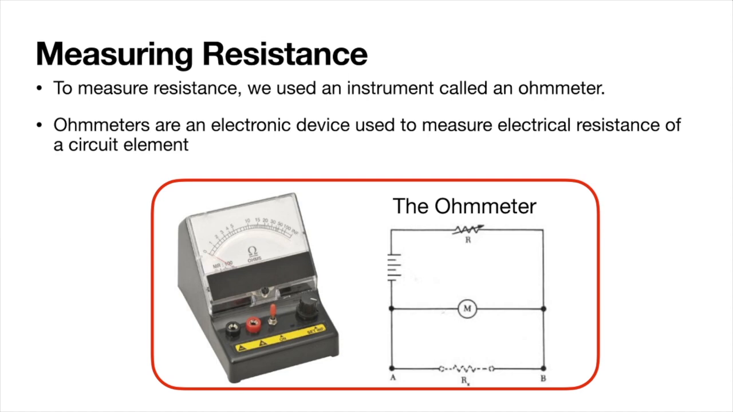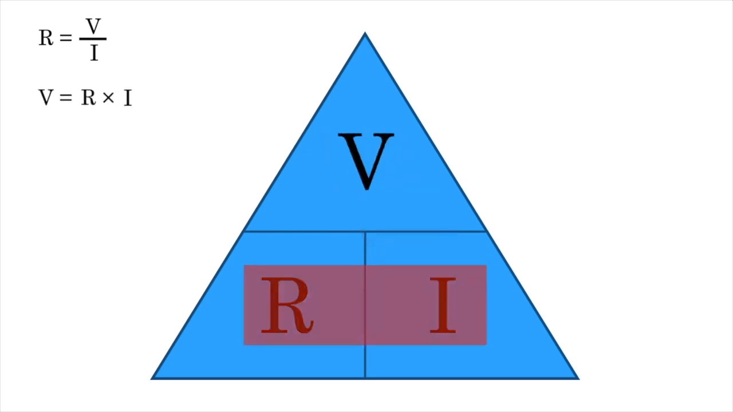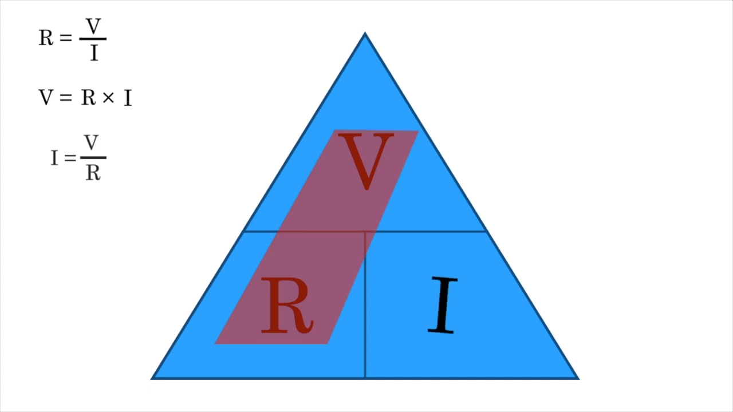In order to figure out how to write the equation, we can turn back to the triangle. We would know then that R is equal to V over I, and that V is equal to R times I, and that I is equal to V over R.